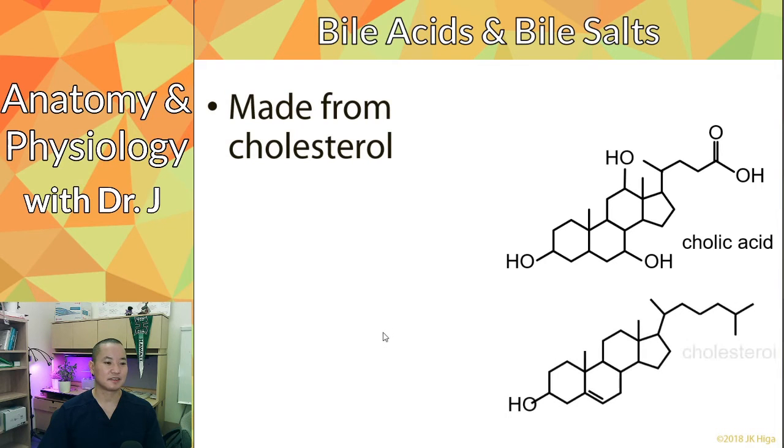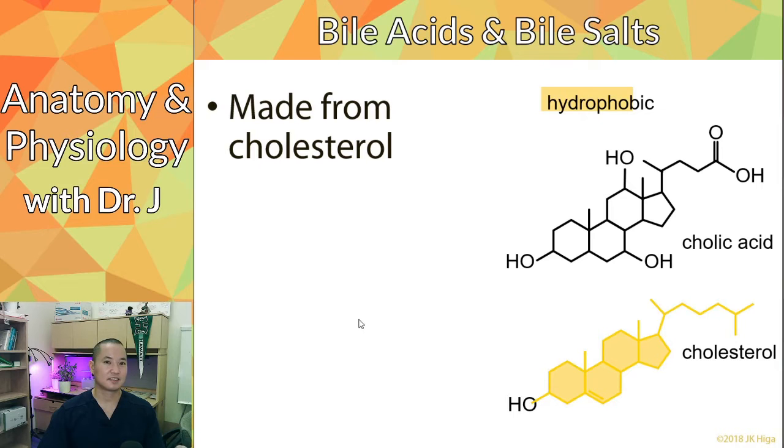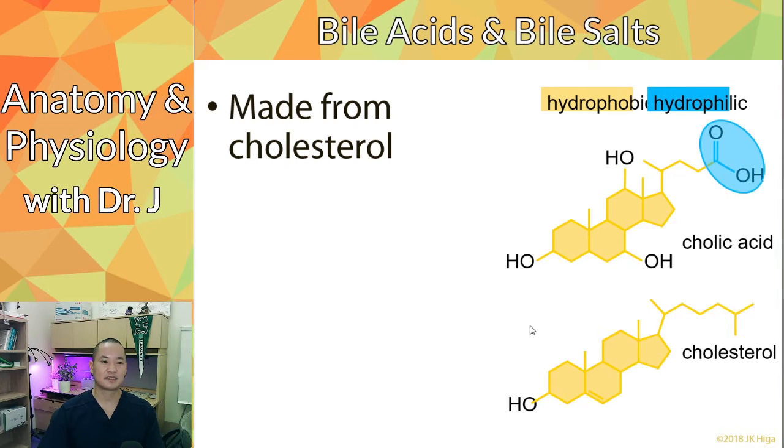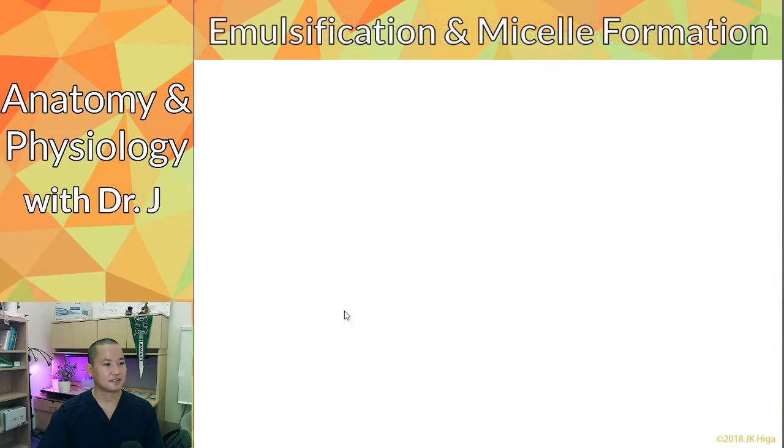made from cholesterol. And remember, cholesterol is a lipid, and cholesterol is hydrophobic. But these bile acids, they're mostly hydrophobic, but they have hydrophilic parts. So this is why we call them amphipathic. They have both hydrophobic and hydrophilic properties. Now what we have here, and we did talk about emulsification.